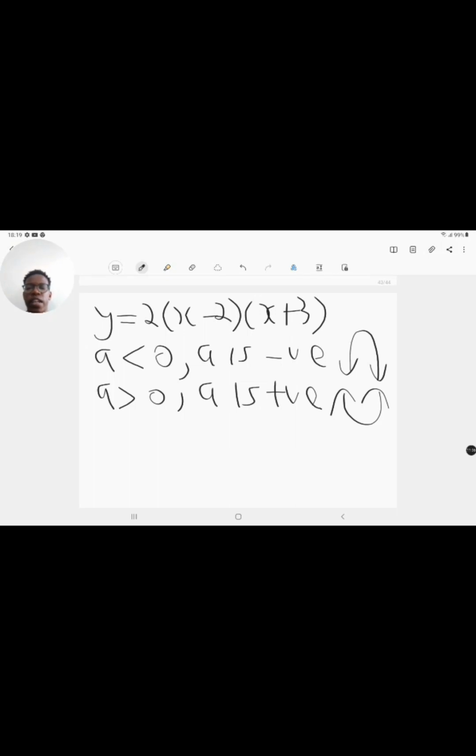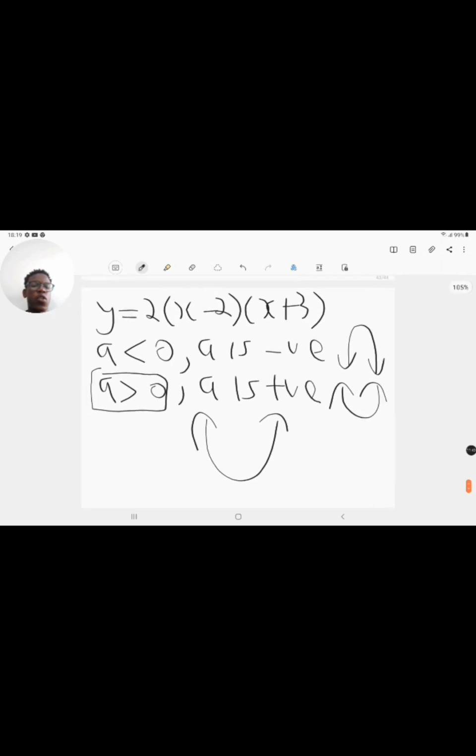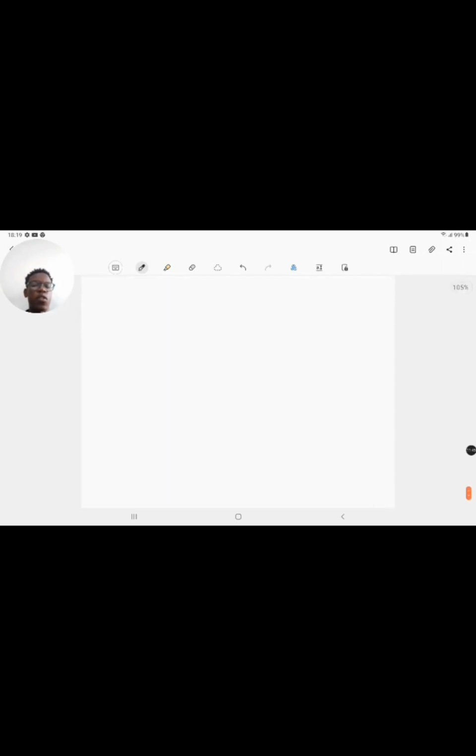So in this case, 2 is positive. This is a positive 2, so a is greater than 0. So the shape and direction of our graph will look like that. Now you have all 3 pieces of information that you need to sketch your parabola, so you can go ahead and sketch it.